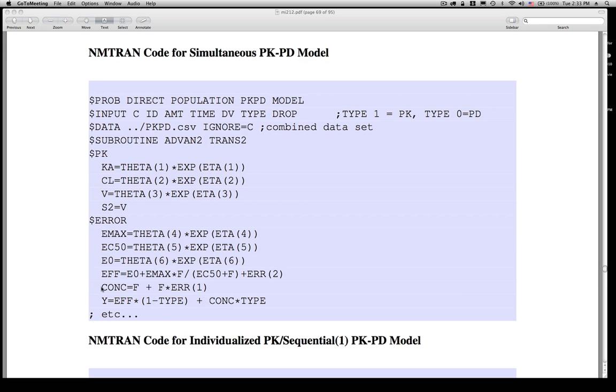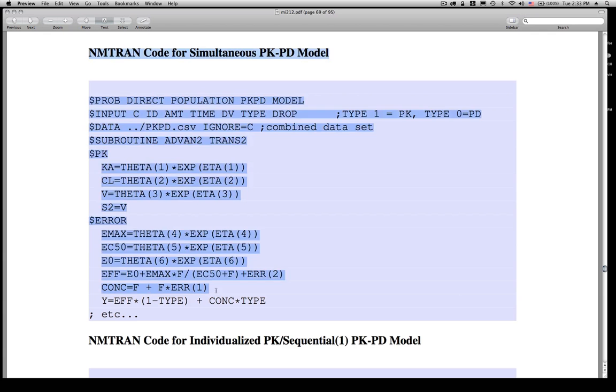Concentration here, this line here that says const equals F plus error, that's the PK prediction and the residual error for PK. This residual error in PK is not propagated into the PD. PD is simply based on F, and F here is the predicted concentration for the compartment of interest, the default observation compartment, that comes out of the PREDPP routine. So these are two separate predictions. We have an effect prediction and we have a concentration prediction.